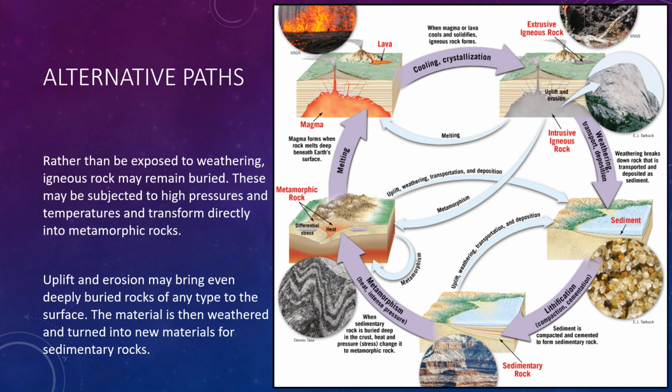Other paths are also possible. For example, rather than being exposed to weathering and erosion at Earth's surface, igneous rocks may remain deeply buried. Eventually, these masses may be subjected to the strong compressional forces and high temperatures associated with mountain building. When this occurs, they are transformed directly into metamorphic rock.